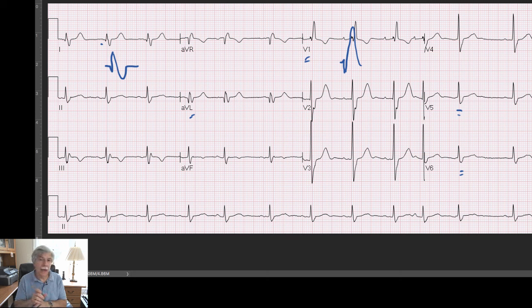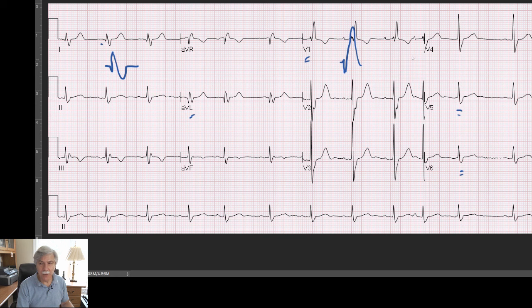And the reason you have a wide S wave in the lateral leads, 1, AVL, V5, and V6, is because, again, you have late signals traveling towards the right ventricle, away from the left side. So that's why you get these negative wide S waves.